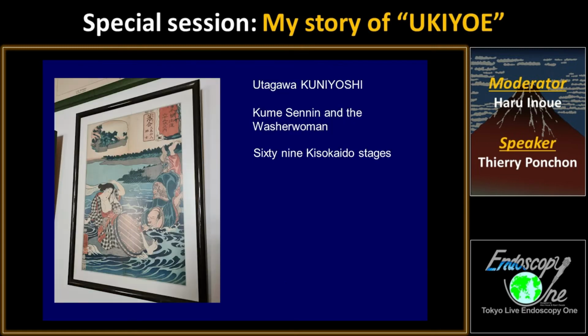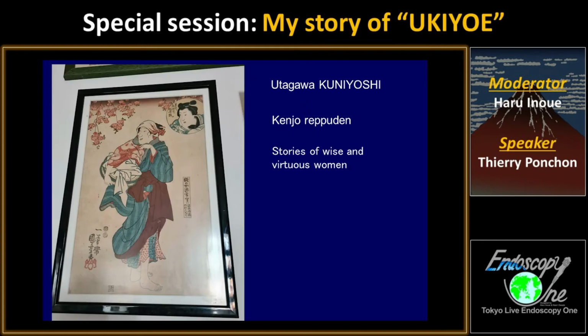This is not Kuniyoshi. And this is another series from Kuniyoshi. And these are from the Kisokaido stages. Okay, Kume-sanin and the washerwoman. In fact, he wanted to look at this woman, and finally he fell down in the river. Also, the stories of wise and virtuous women. These are also part of my collection.